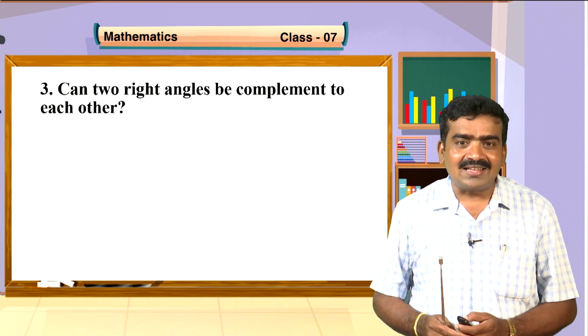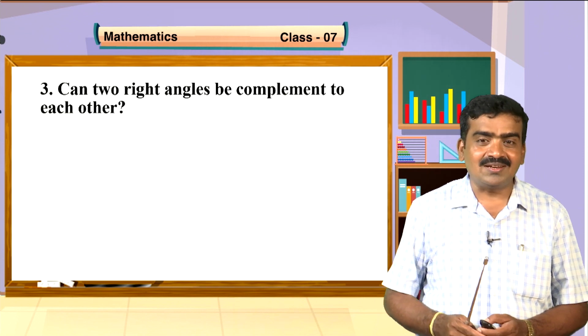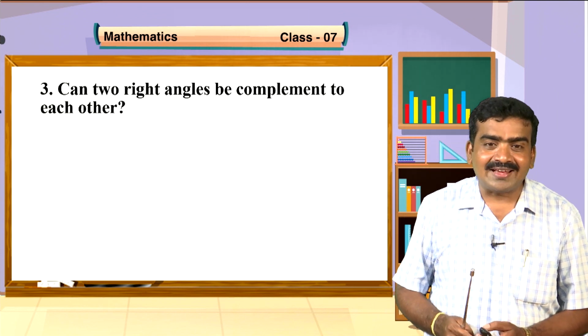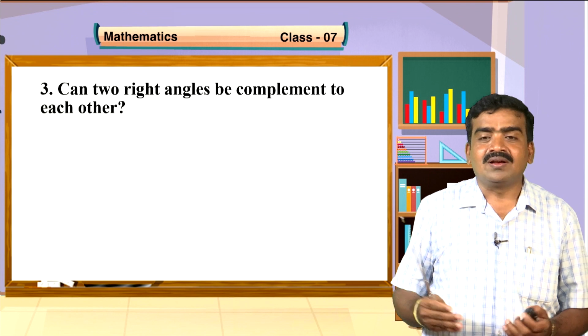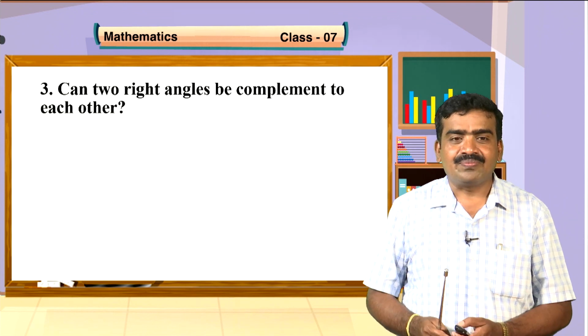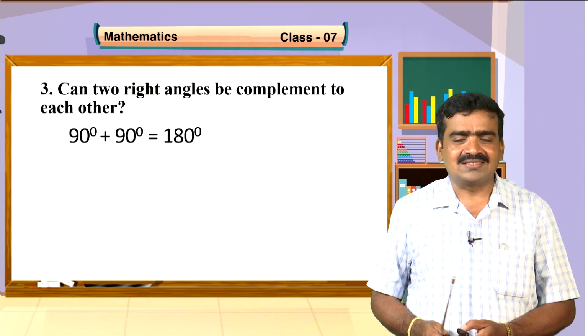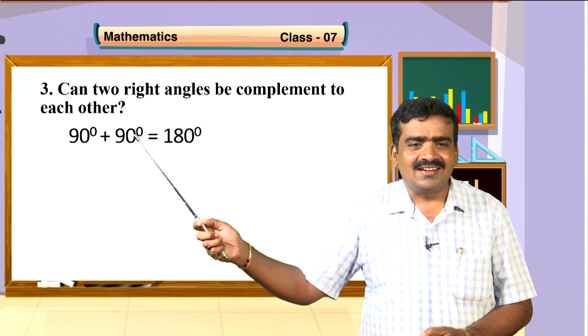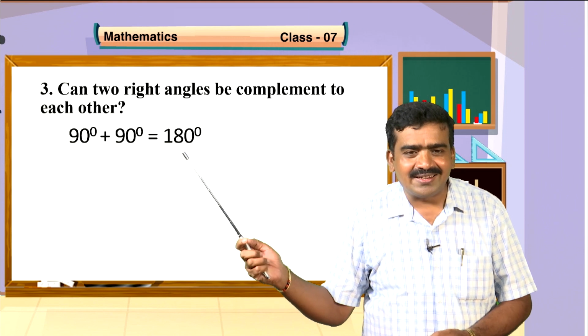Let us test another statement here. Can two right angles be complementary to each other? Is it possible for two right angles to become complementary to each other? Shall we test again? Yes. Take two right angles, 90 degrees and 90 degrees. The sum of these two gives us 180 degrees.